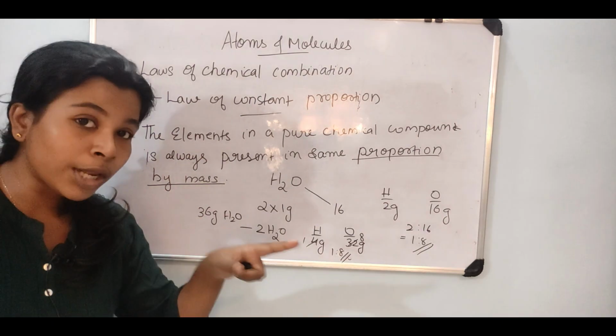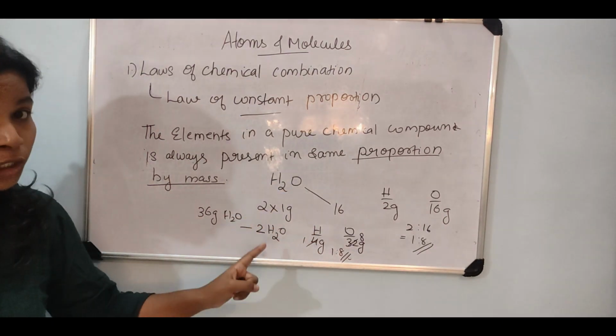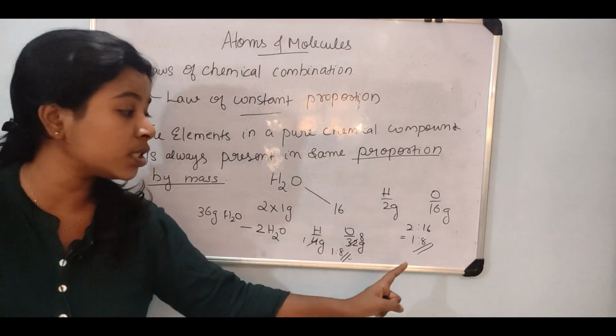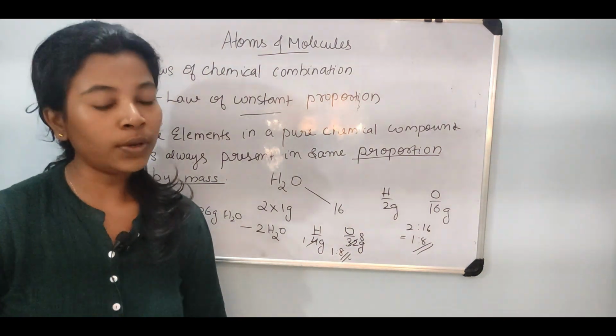So how many molecules did we take? Here we took only 1 molecule, here we took 2 molecules, but the ratio between the masses of hydrogen and oxygen is always constant, that is 1 is to 8. Followed. Okay.